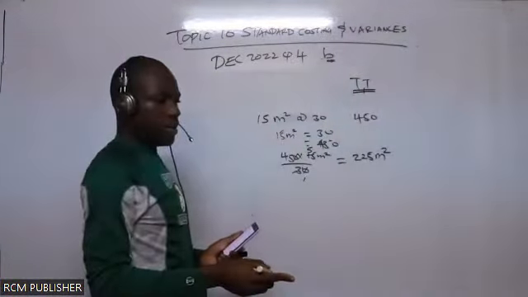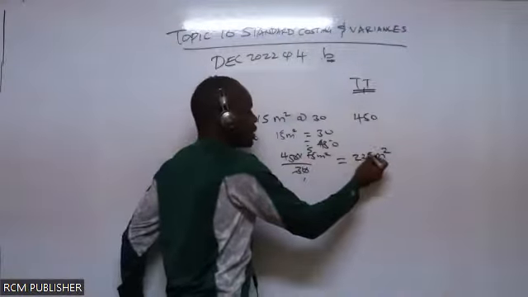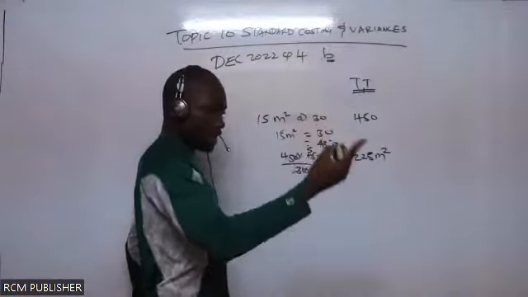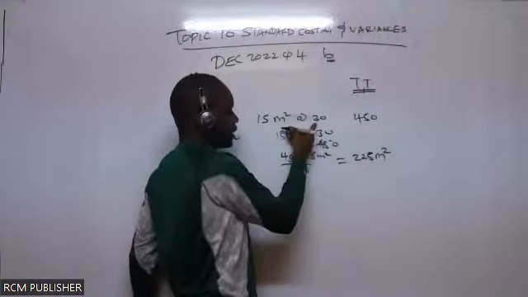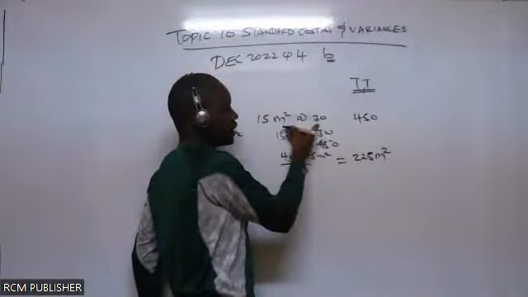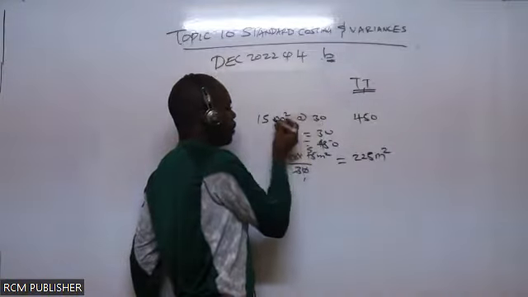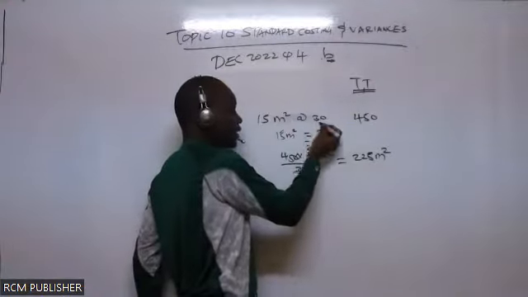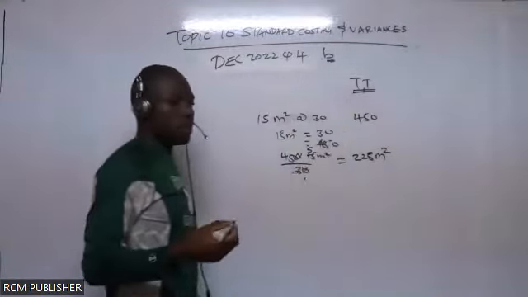But for this number of meters, the cost per meter is 30 shillings. I mean, the cost for every 15 meters is 30 shillings. So we can get the cost per meter.